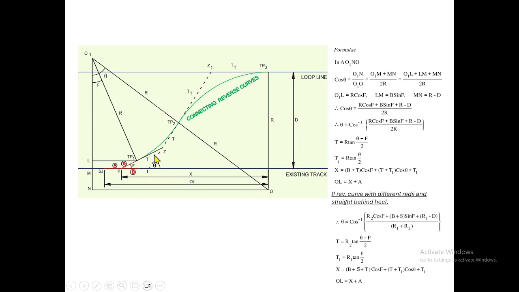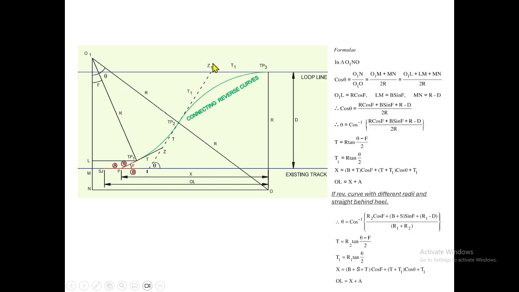Okay. So we can find out the tangent using a formula. This tangent is equal to r tan of the deflection angle divided by 2, where the deflection angle equals theta minus f. So T equals r tan of (theta minus f) divided by 2 will be your tangent length.